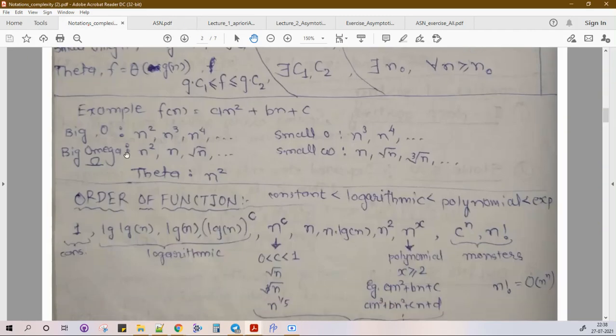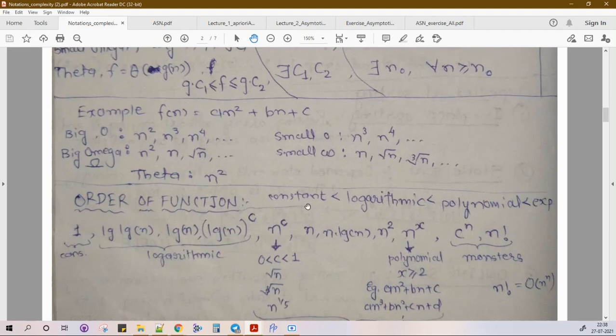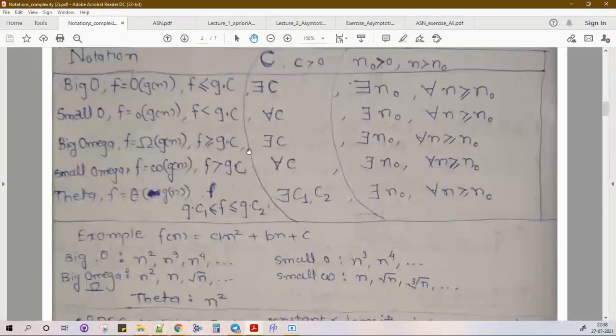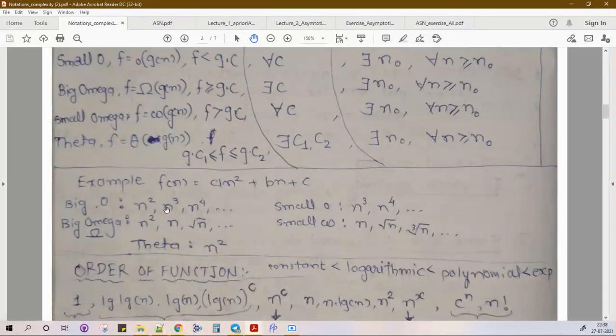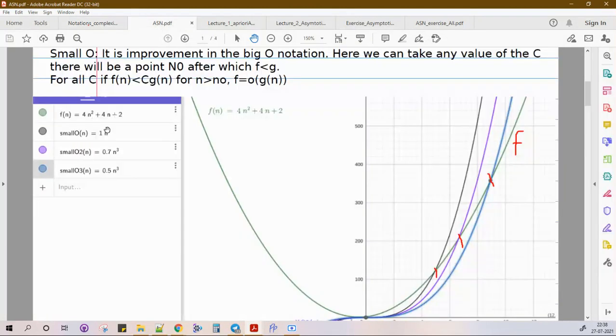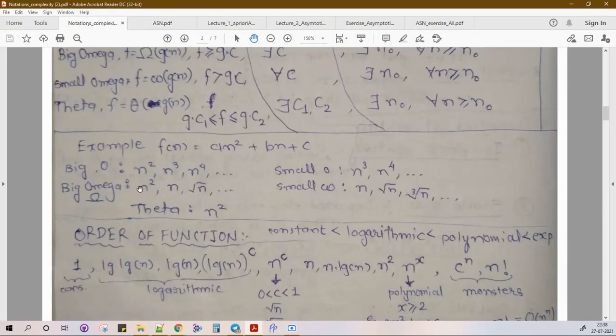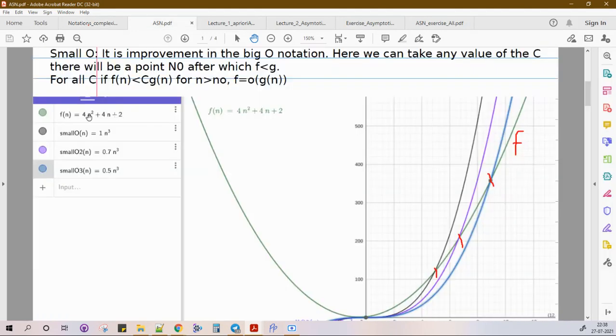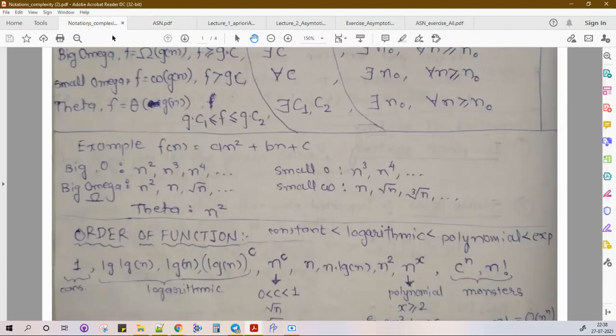Similarly for big omega, it is a lower bound. So you can take n square, because we just care about some value of c. If I take c equal to 3, or c equal to 2, or c equal to 1, then it would be a lower bound to 4n square plus 4n plus 2. So your big omega can be n square, but small omega cannot be n square, because it is the proper lower bound. If I take n square and c equal to 1000, then it would be greater than f of n, so it cannot work as the lower bound.